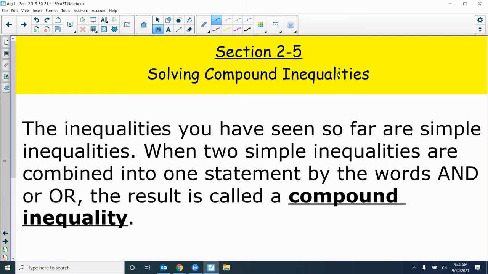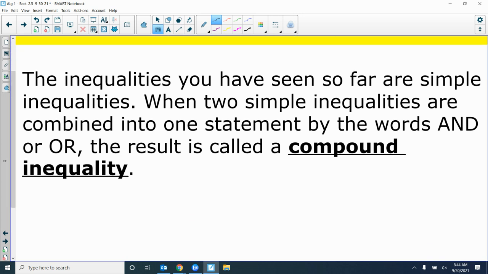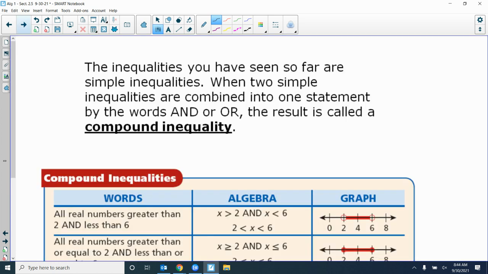Just one less than, one greater than. When two simple inequalities are combined into one statement by the words and or or, the result is a compound inequality. So you're going to have two of them, either with the word and or or.